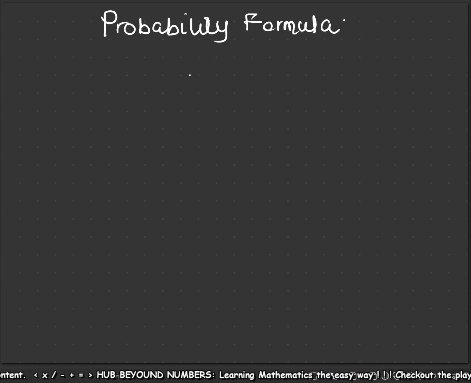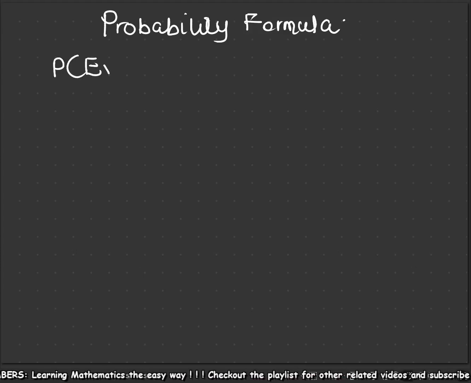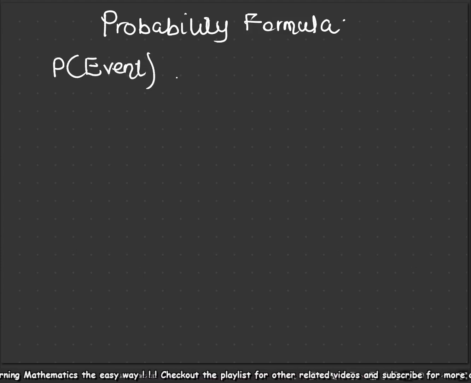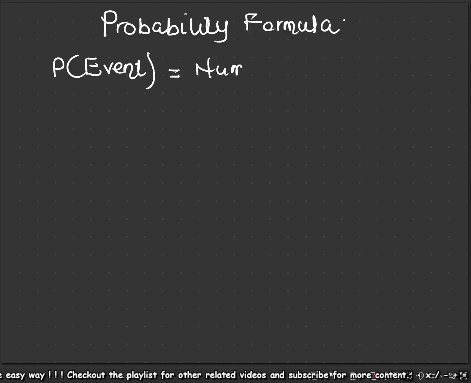Now let's look at the probability formula. If you want to calculate the probability of an event, you want its numerical measure. So you say the probability of any event at all is given by the number of favorable outcomes.